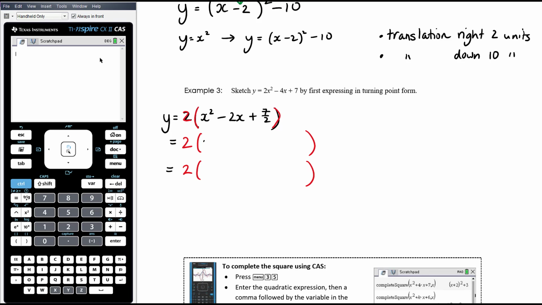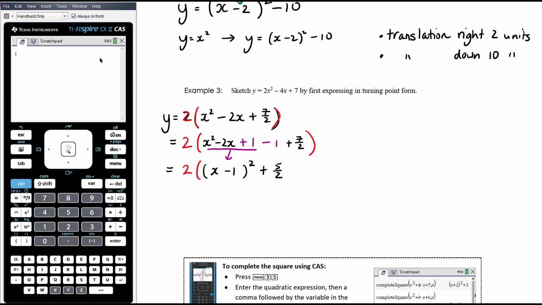Alright, let's focus on completing the square inside the bracket. x squared minus 2x, half of -2 is -1, and squaring that is +1, so that makes the perfect square. I'm going to take away 1 as well, and then I've still got this plus 7 on 2 over here. These first three terms are my perfect square, and it's half of -2, so it's (x minus 1) all squared. And then outside the bracket we've got -1 plus 7 on 2. -1 is -2 on 2, so -2 on 2 plus 7 on 2 is plus 5 on 2.